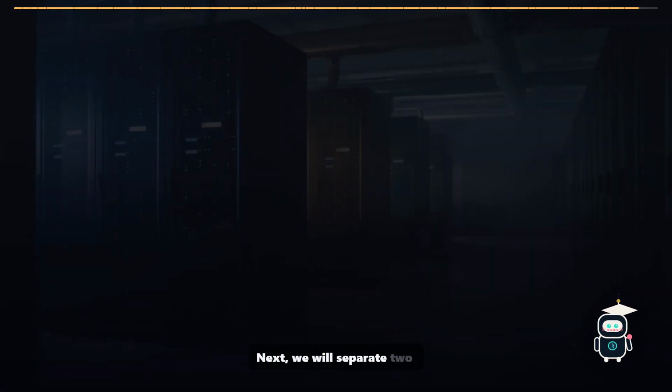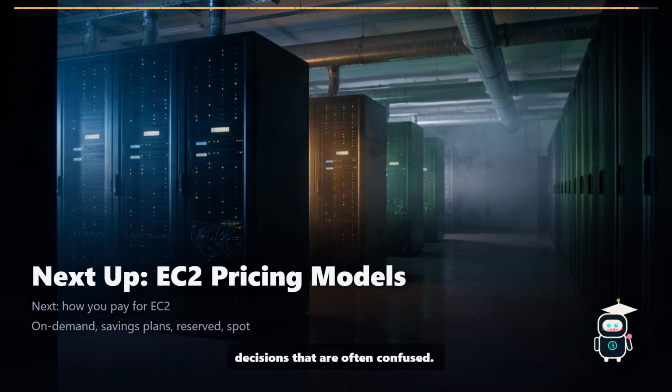Next, we will separate two decisions that are often confused. One decision is how you pay for compute. Common options include on-demand pricing, savings plans, reserved instances, and spot instances. The other decision is whether you need capacity assurance in a specific availability zone. That is where on-demand capacity reservations come in. These concepts can work together, but they are not interchangeable.